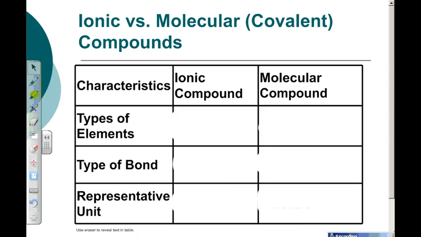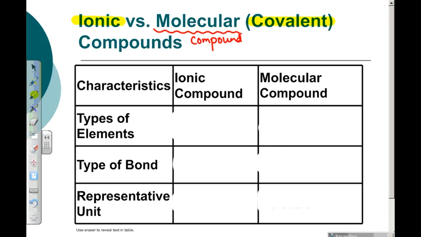This unit starts out by essentially reviewing what you learned in the previous chapter. In the previous unit, you learned about ionic bonding versus covalent bonding. We will continue to use those words here, but we're also adding another word to the mix. The word we're adding is molecular. The word molecular is usually used to describe a compound.